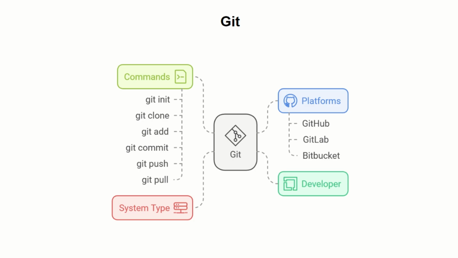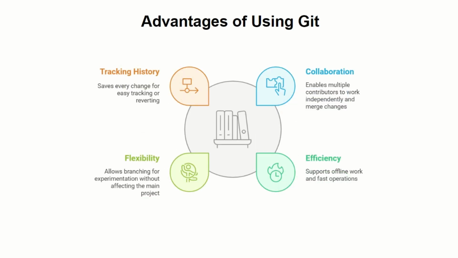So the platforms which use Git are GitHub, GitLab, Bitbucket, and more. The advantages of using it are again collaboration, efficiency, flexibility, and tracking history. Every change is saved and you can easily track or revert changes.